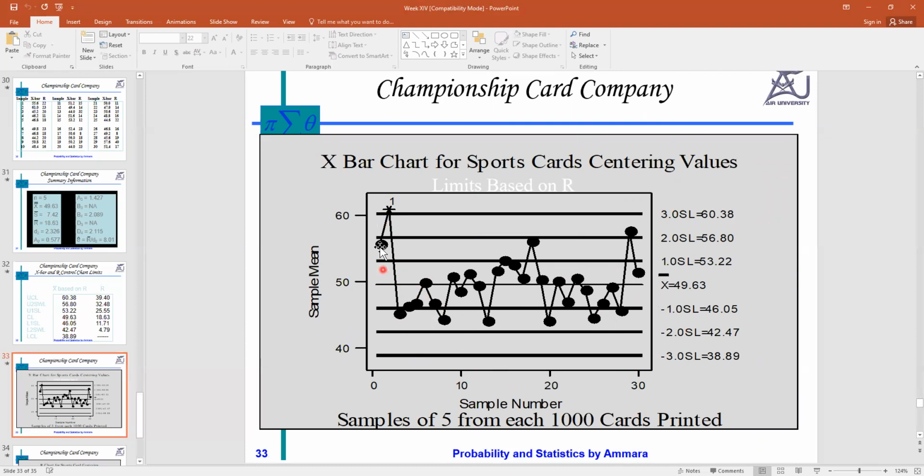The points which cross these limits are known as out of control, and the remaining points, which lie within the upper and lower control limits, are considered in control. Here you can see only one point indicating that the process is out of control on the basis of the X bar chart. So what we have to do is check the second sample now and determine the reason or the cause.